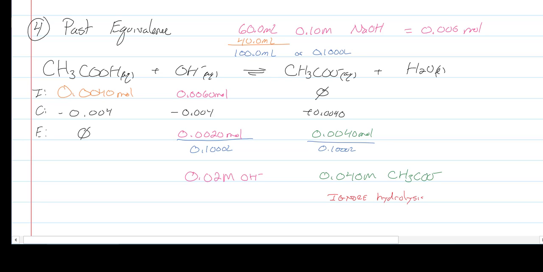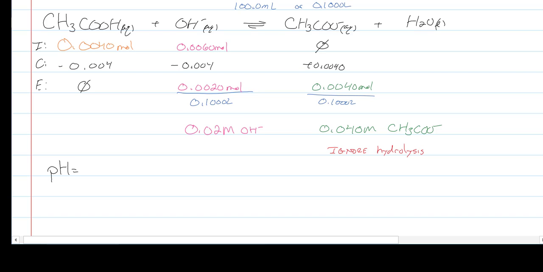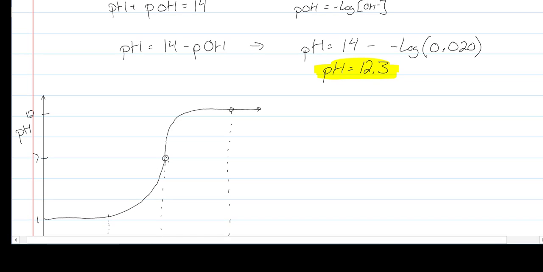So at this point, we can ignore hydrolysis because the concentration of hydroxide that the hydrolysis produces is so much less than the concentration of hydroxide from the burette, from sodium hydroxide. So the pH is equal to 14 minus the pOH, or 14 minus the negative log of 0.02. So the pH ends up being 12.3, just like it was in the other strong one. Down here, 12.3.